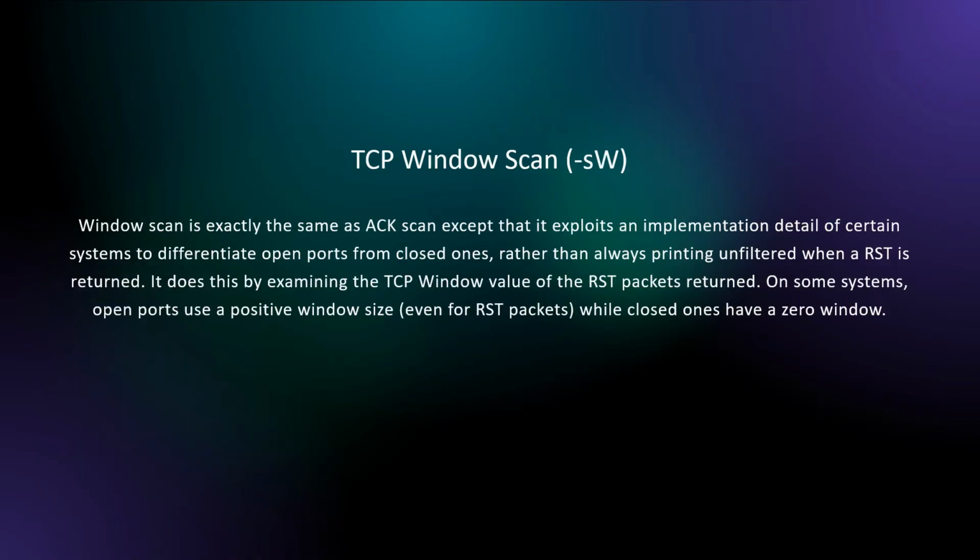The last one is TCP window scan, which is -sW. Window scan is exactly the same as ACK scan except that it exploits an implementation detail of certain systems to differentiate open ports from closed ones. Rather than always printing unfiltered when a reset is returned, it does this by examining the TCP window value of the reset packets returned. On some systems, open ports use a positive window size even for reset packets, while closed ones have a 0 window.